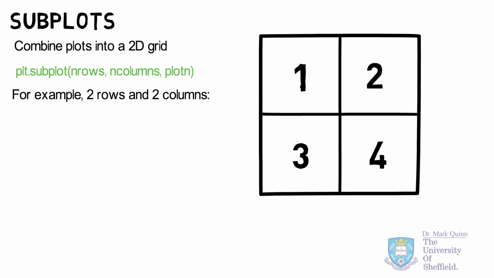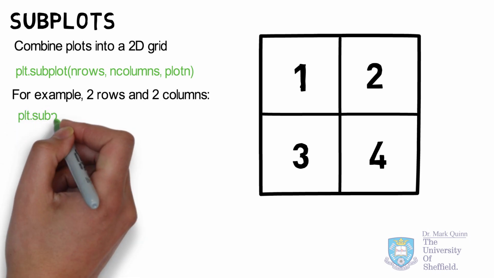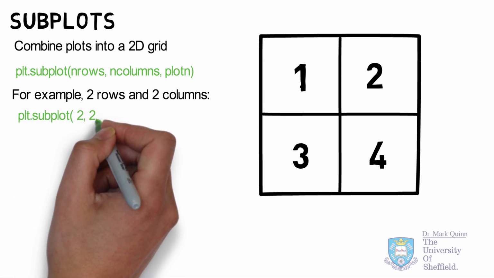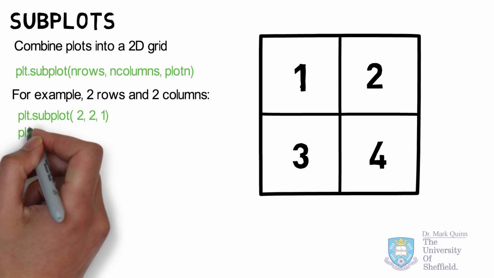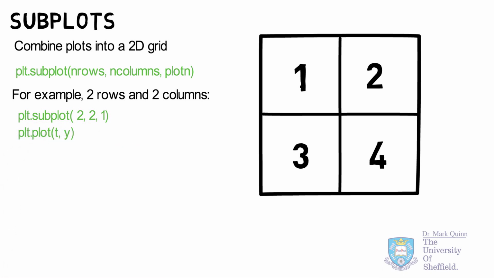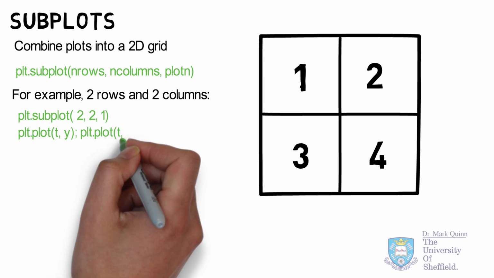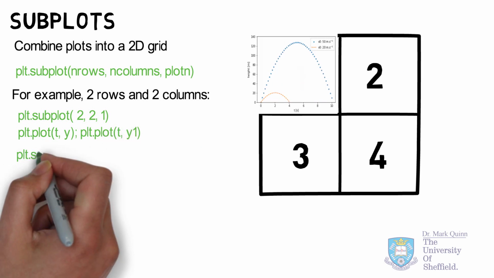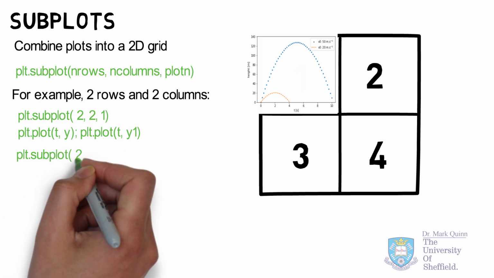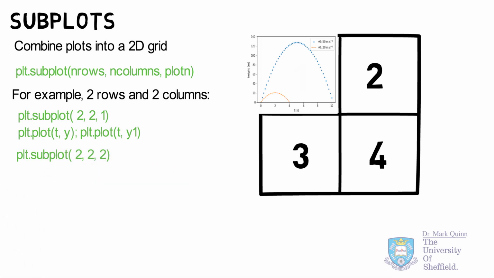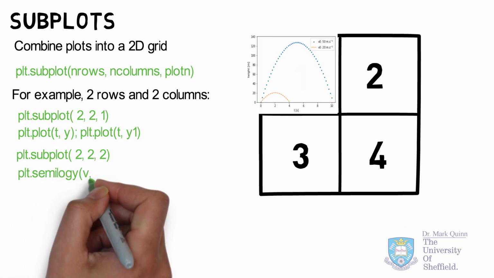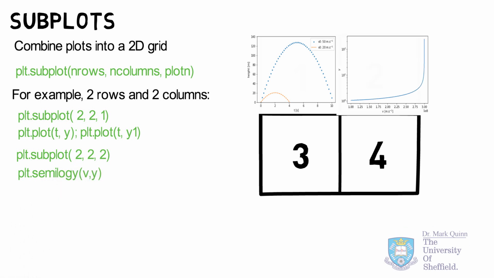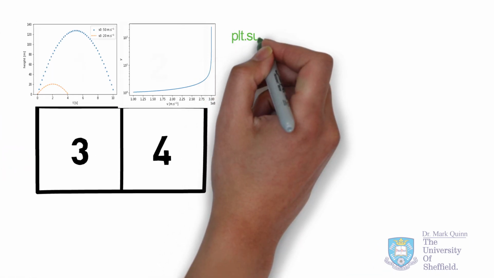For the first one, we define the position 1 in an array of 2 by 2, and here we're going to plot 2 lines as we showed earlier for the parabolic motion. Next, for the second position in the grid, we'll have 2, 2, and then 2. And here we'll add our semi-log on the y plot of the gamma function.